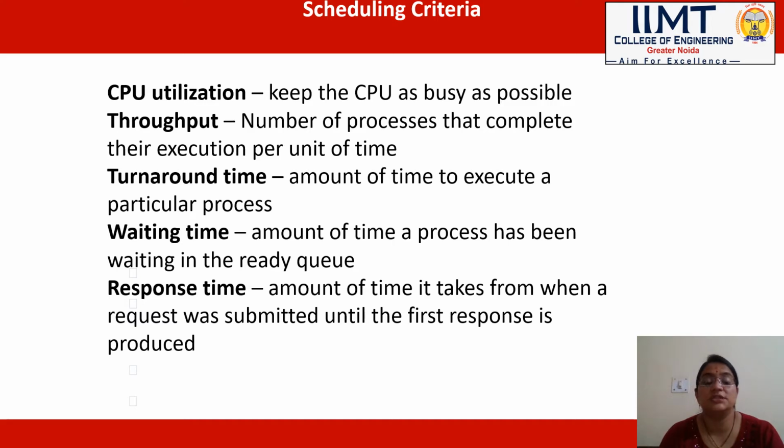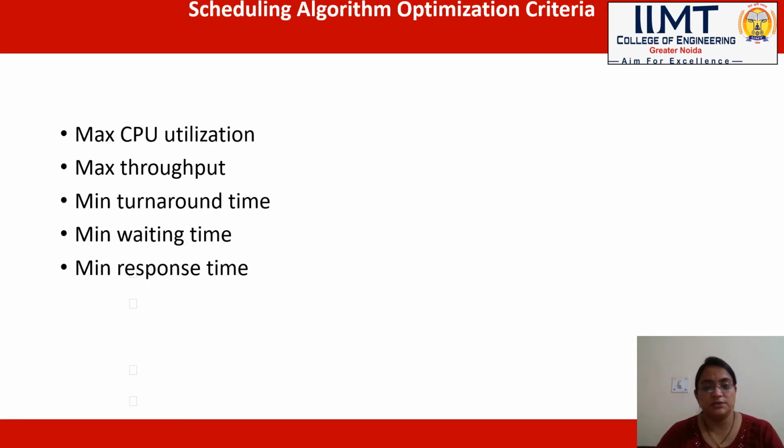First, CPU utilization. Multi-programming increases the CPU utilization. Throughput: the number of processes that complete their execution per unit of time. Turnaround time: the amount of time to execute a particular process. Waiting time: the time a process has been waiting in the ready queue. Response time: the amount of time from when a request was submitted until the first response is produced.